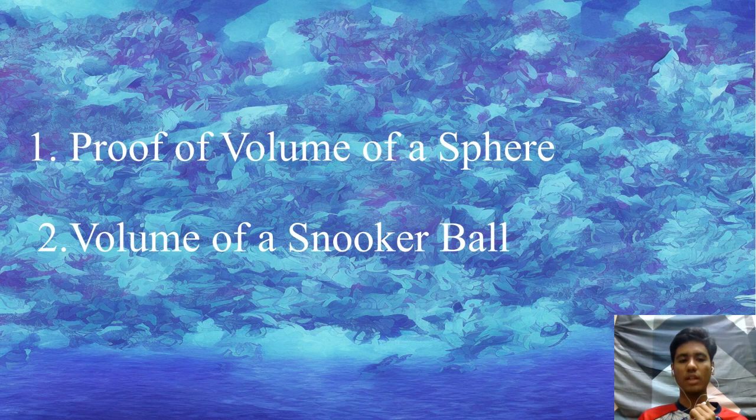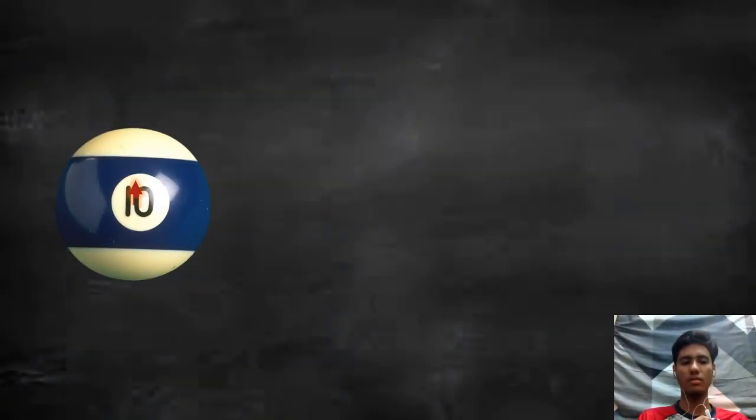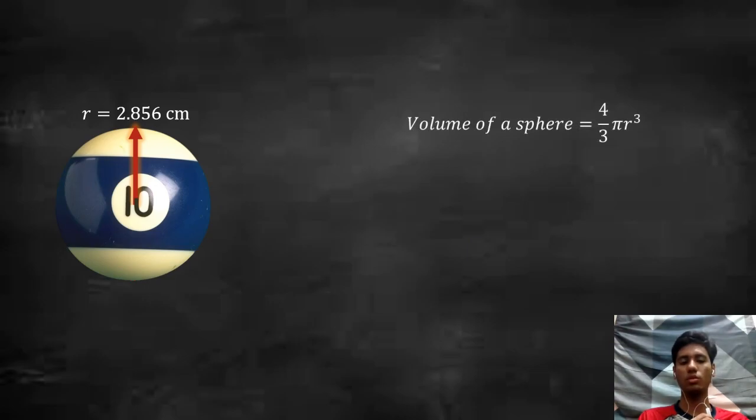For the second part, we are going to calculate the volume of a snooker ball. Given that the radius of a snooker ball is 2.856 cm. To calculate the volume of the snooker ball, we will use the previous formula. We got 11.963 cm³.